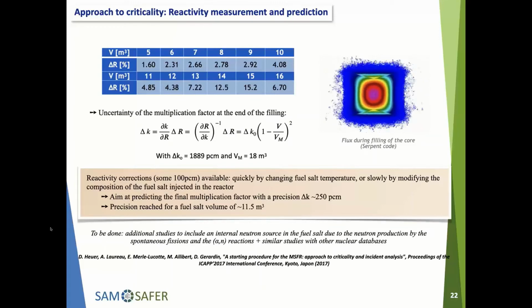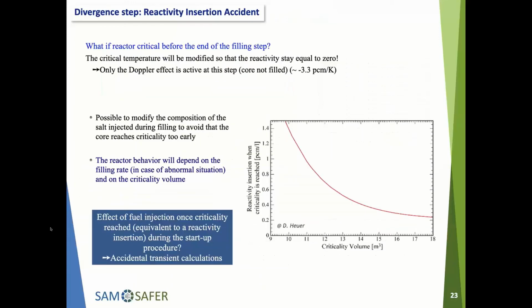So next slide, please. So to finish, what happens? Okay, I say that we can predict when the reactor is critical, but let's suppose that we were wrong in our prediction, and then we have the reactor becoming critical before the fuel circuit is full. So the core is critical, and we continue adding fuel salt.